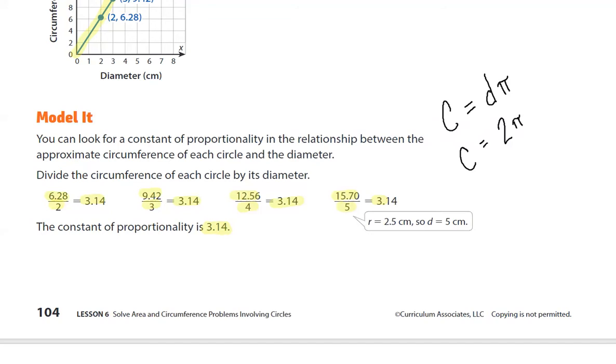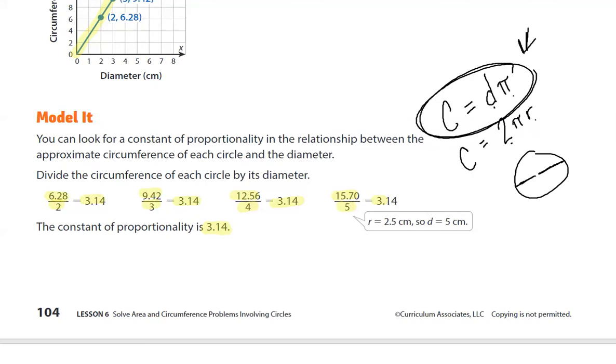Some people write that as circumference is 2 pi radius. Because remember, the radius is halfway across, so you need 2 radii to get a diameter. So they would do 2 radius instead of 1 diameter. Either way, I prefer to think of it this way. I think it's easier. Circumference is diameter times pi.